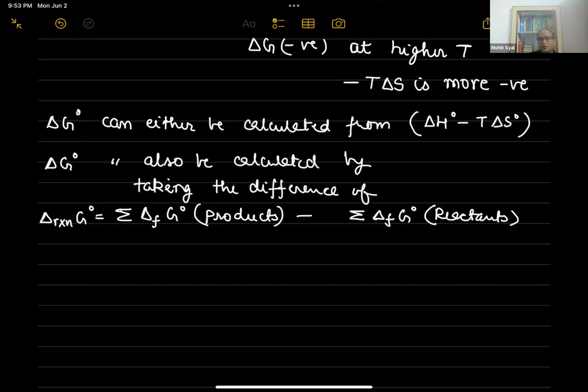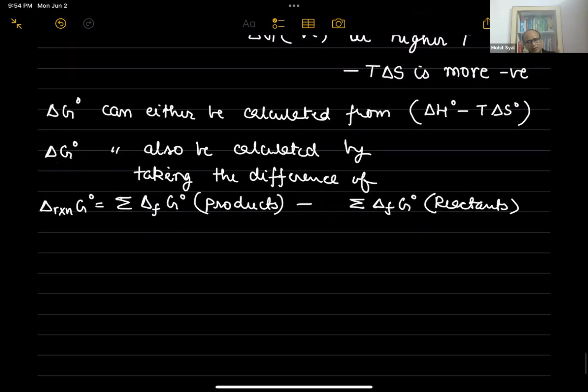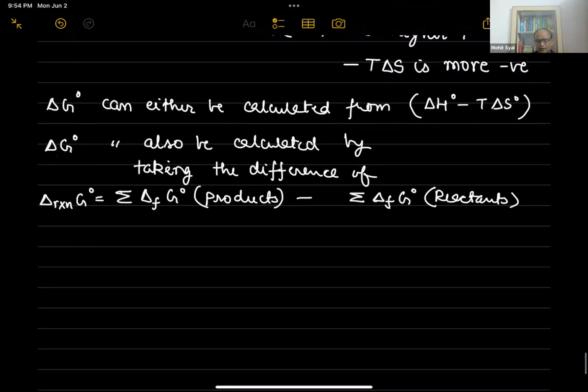Just like the enthalpy of formation of pure elements in their standard state was taken to be zero, because everything is assumed to be formed from pure elements, you start from the pure elements and from that you calculate the compound. Similarly, the standard Gibbs free energy of formation of a pure element is taken to be zero.